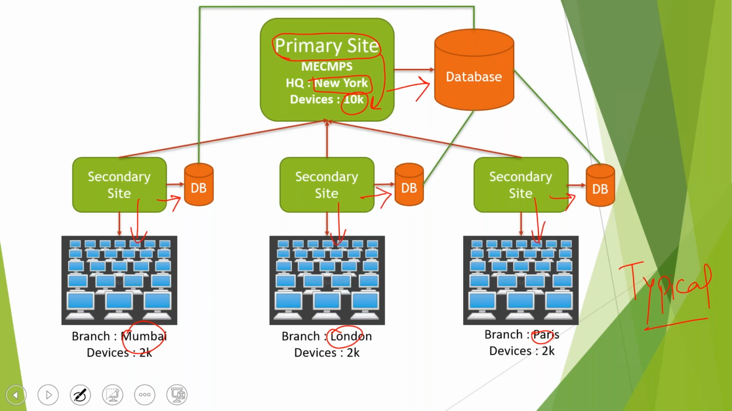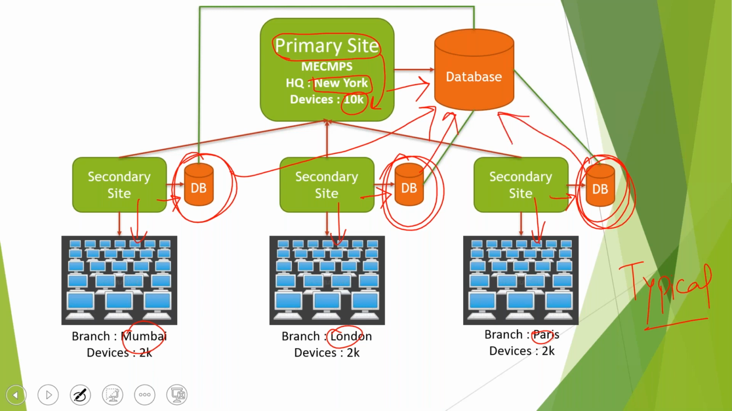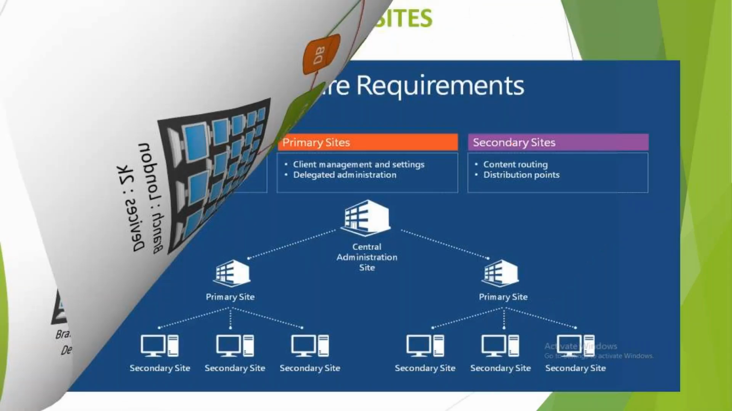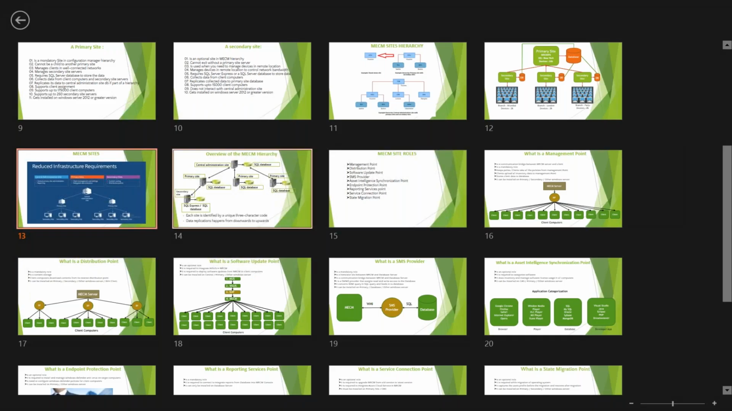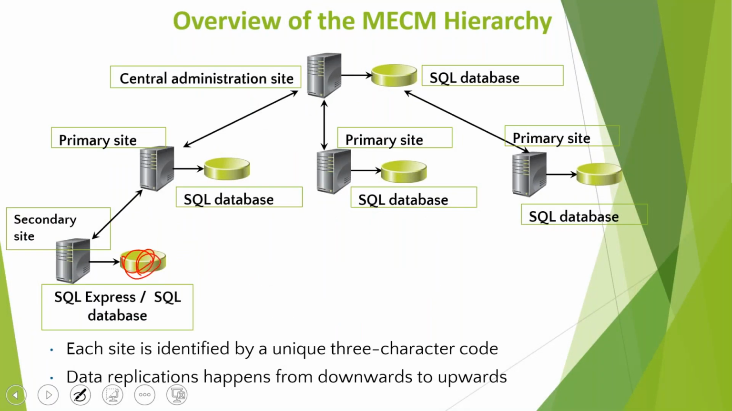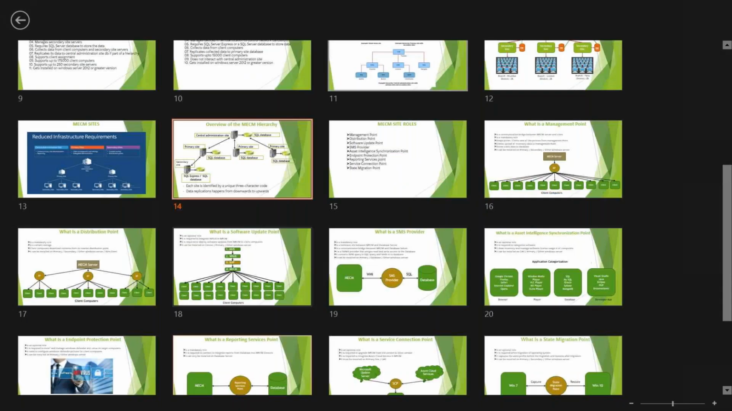And whatever data you have, the 3 databases are there, so it is going to replicate the data here. The data replication happens from downward to upward. So whatever information the secondary collected, it is going to pass on to primary. Whatever information primary collected, it's going to pass on to central.